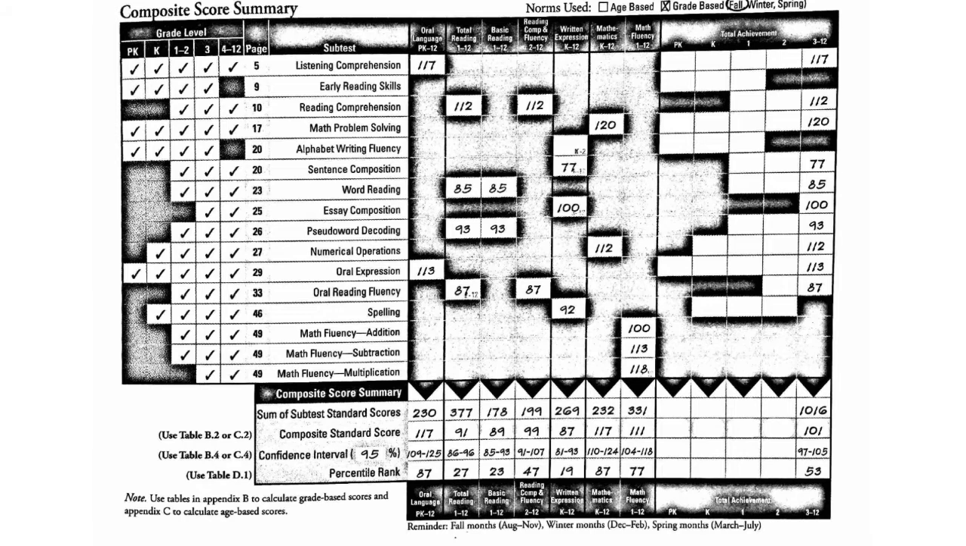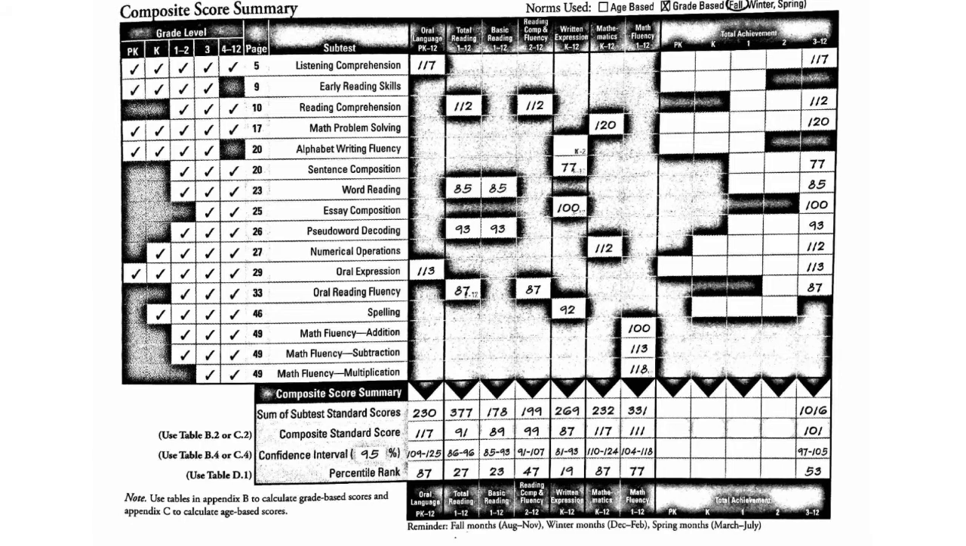Okay, so reading comprehension, for example, contributes to more than one composite score. That's why you see this 112 listed twice, because it contributes both to the total reading composite and to the reading comprehension and fluency composite. Okay, so just something to keep in mind, that we can see the composite scores here.